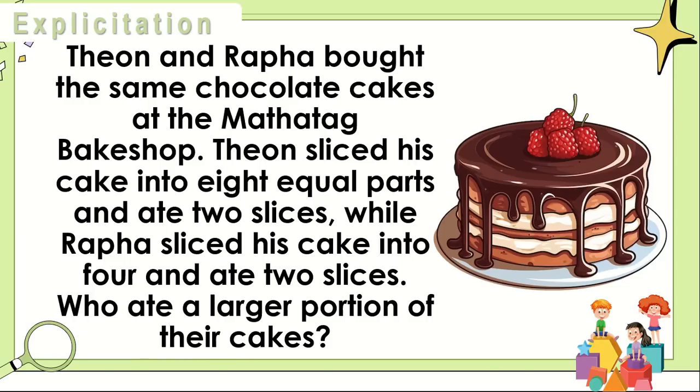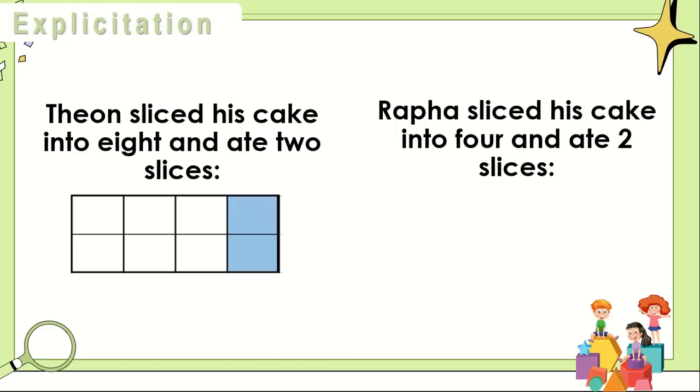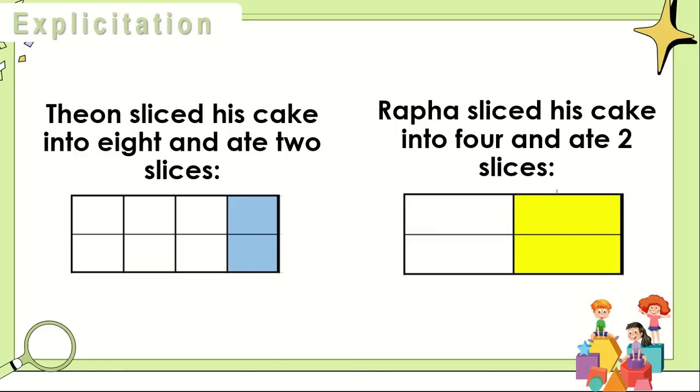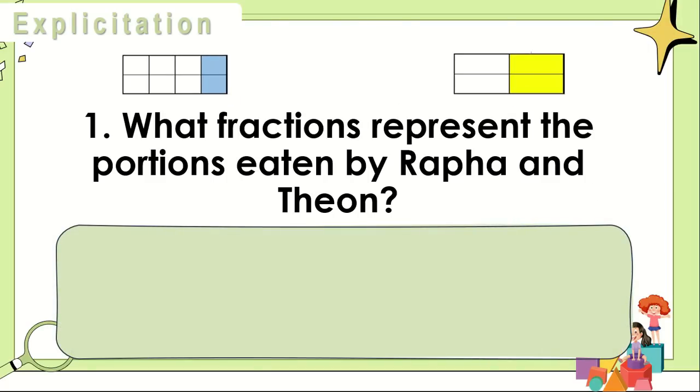Theon sliced his cake into 8 equal parts and ate 2 slices, while Rafa sliced his cake into 4 and ate 2 slices. Who ate a larger portion of their cakes? What fractions represent the portions eaten by Rafa and Theon?